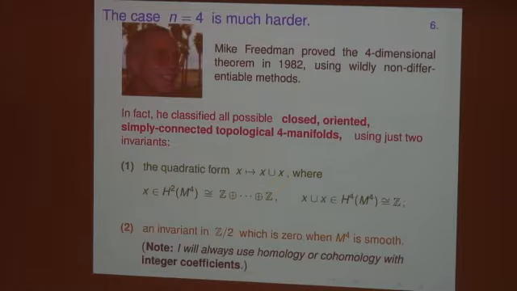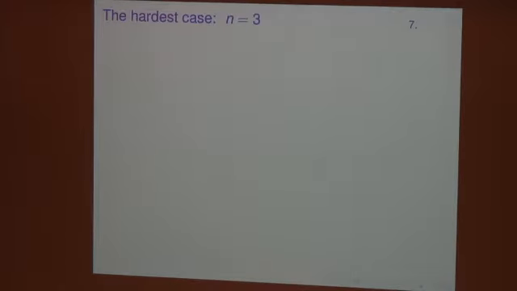Just a comment, I wrote cohomology here without mentioning the coefficient group. In fact, I'll always talk about cohomology or homology with the integer coefficients in it, so I won't bother to use a separate notation for it. Okay, so the hardest case, n equals 3.